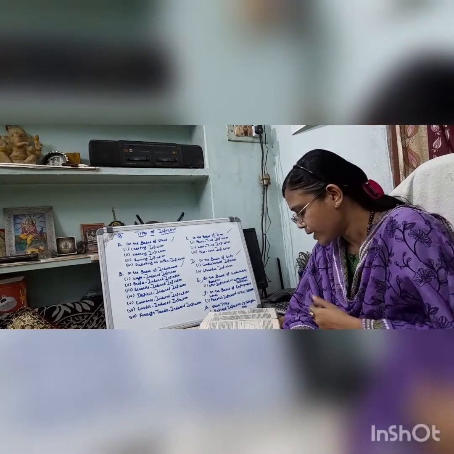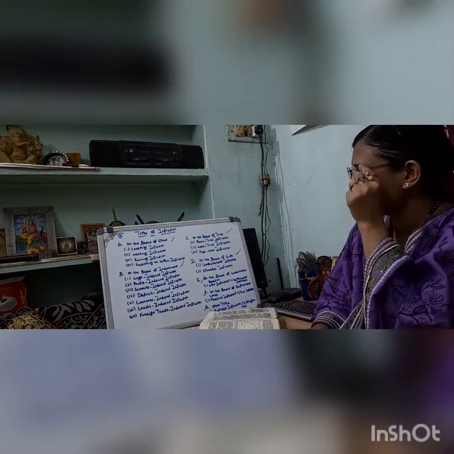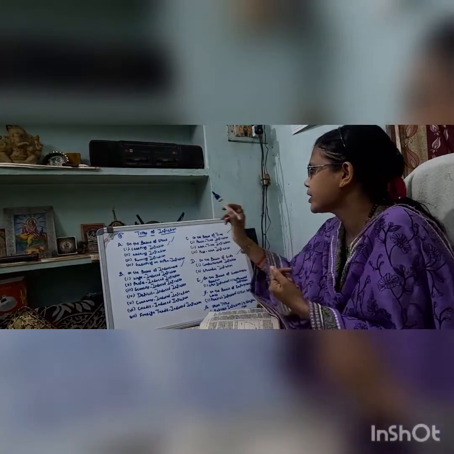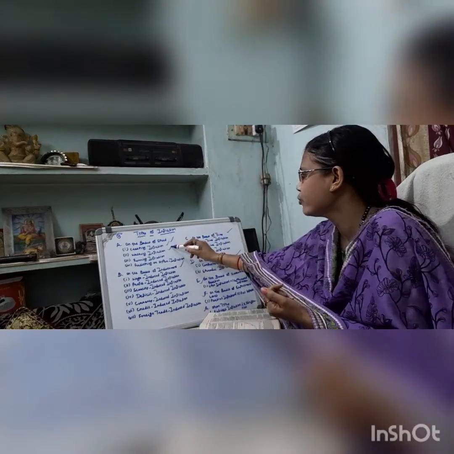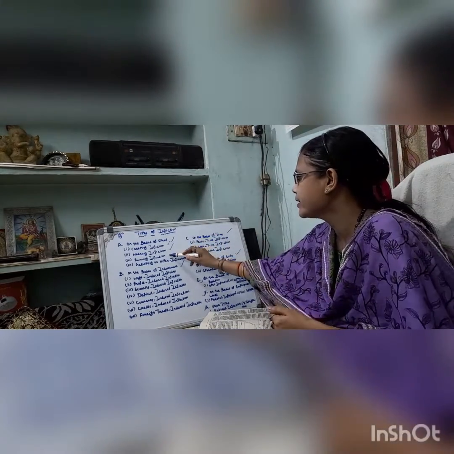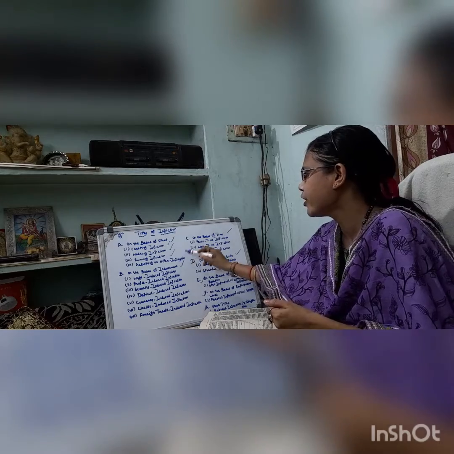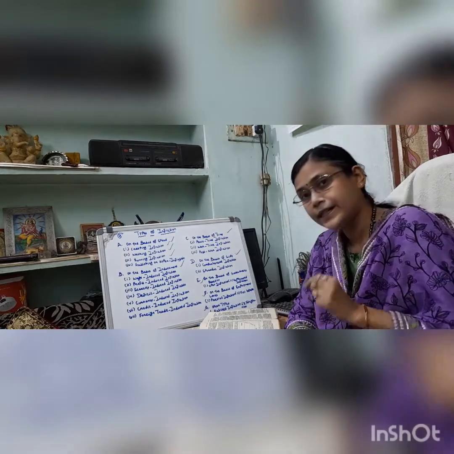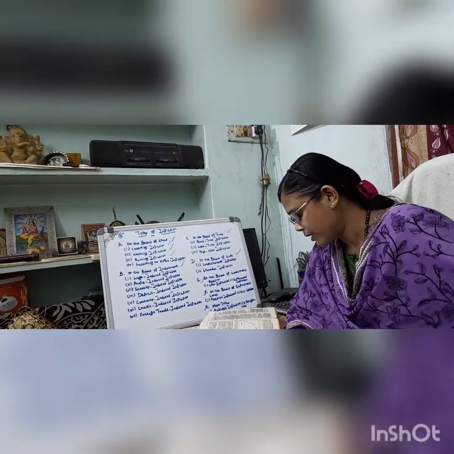On the basis of speed, inflation can be classified as under: first, creeping inflation, second, walking inflation, third, running inflation, fourth, galloping or hyperinflation. First I will discuss creeping inflation. It is the mildest form of inflation.